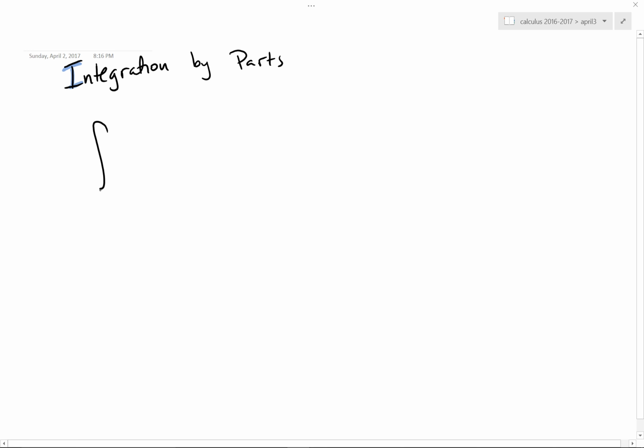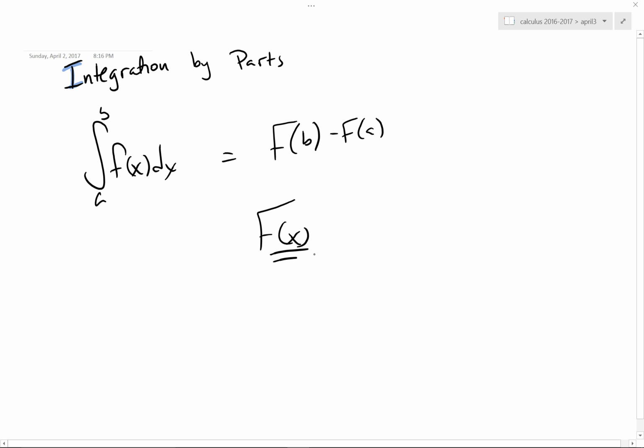Again, as you well know, we need to find the integral of f of x dx from a to b. And that's great. And of course, it's going to be F of b minus F of a. Any idiot knows this. The hard part is finding the antiderivative. Okay? So we talked about substitution when you've got a function in a function.